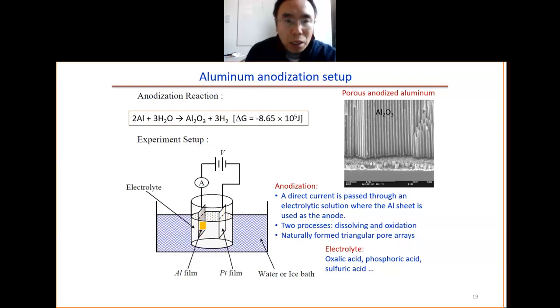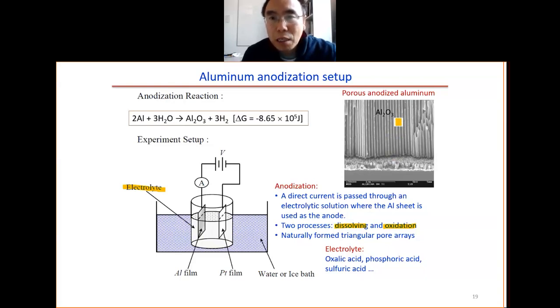As a result, the aluminum film will be oxidized. So we have the oxidation process. On the other hand, the electrolyte here contains acid like oxalic acid, phosphoric acid, and sulfuric acid. Those acids will act with aluminum or aluminum oxide, so there is also this dissolving process. The net result is that you form very deep pores in the aluminum.